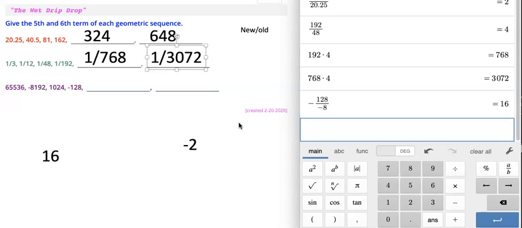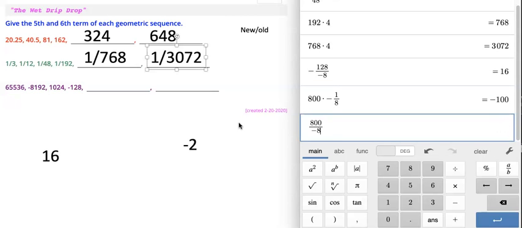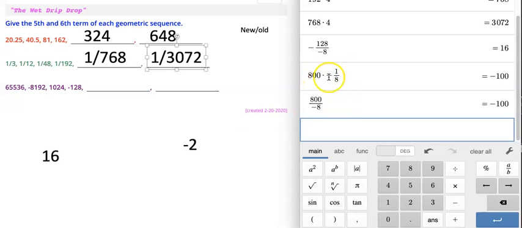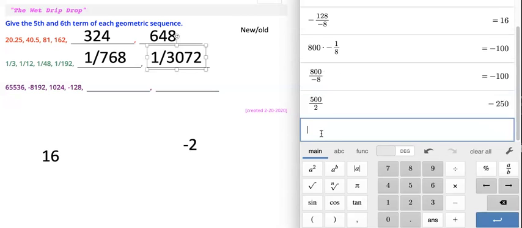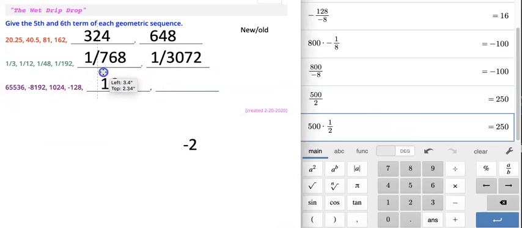Just to prove it, 800 times a negative 1/8 is the same thing as 800 divided by a negative 8. Same thing. It's kind of like when you chop something in half and divide by 2: 500 divided by 2, 500 times a half. Same thing. So divide by a negative 8. Divided by is actually a little bit quicker than multiplying by a negative 8 because you can just type it in your calculator faster. And everybody likes that.